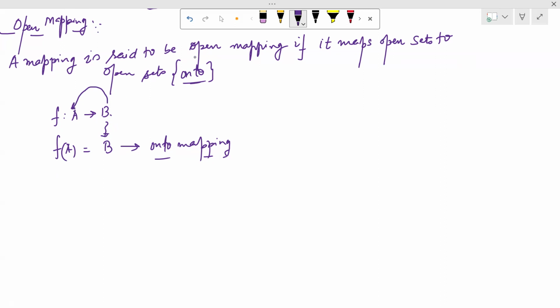So a mapping is said to be an open mapping if it maps open sets onto open sets. Only then are you going to say open mapping. And onto, you already know: if the range of the function is completely equal to this particular set, or for every element in set B you have a pre-image in set A, then we say that the function is onto.